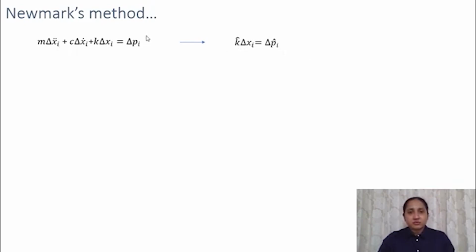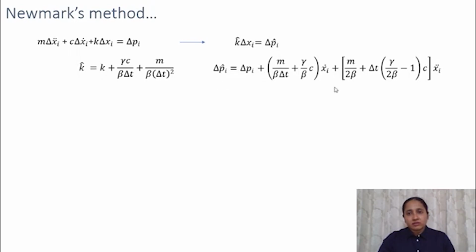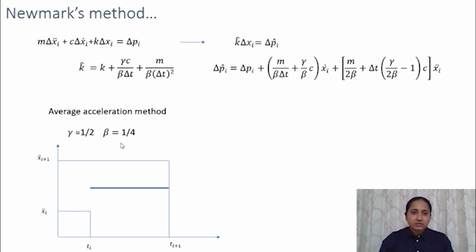So if you make the substitution and rearrange the terms, we can find the expression for this effective stiffness and the force increment. So they are given by, this effective stiffness is given by this, and the force increment is given by this. So now, depending upon the value of beta, we can have two special cases for Newmark's method. In the first case, beta is equal to 1 by 4.